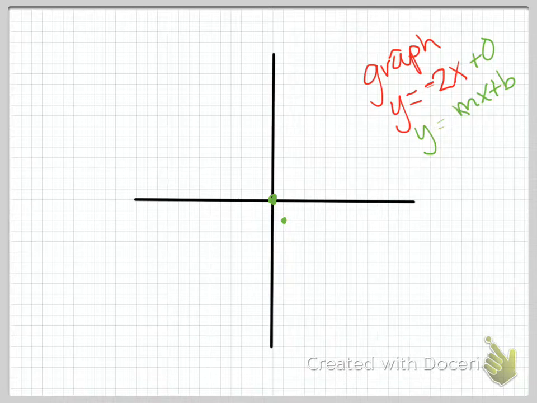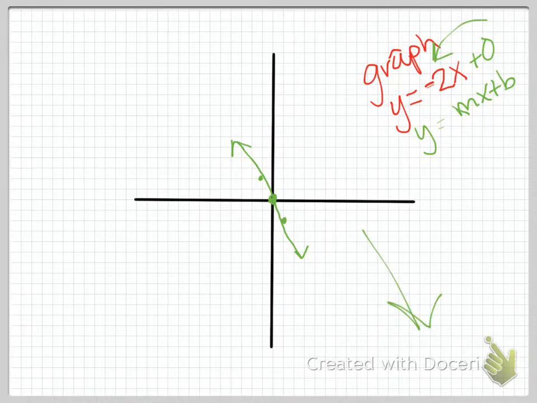We could also go up 2, which makes it positive, but we still need it to be negative, so we have to go to the left one. And we connect our points and put an arrow, okay? We see that it is a negative slope, so it should be decreasing, and it does.